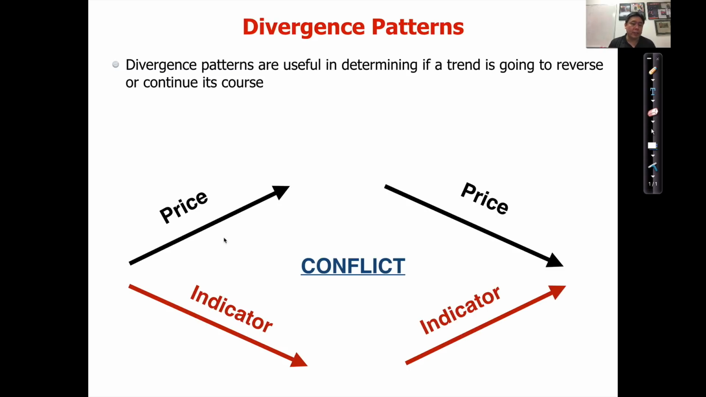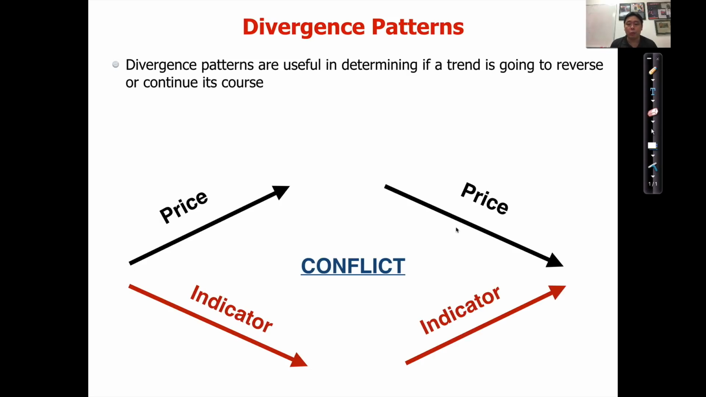Basically, when we see that the price of the stock is going up, making higher highs, but the indicator is making lower highs, then there's a divergence. That means it's going opposite, and that indicates that the price is going to reverse down. More on that later on.